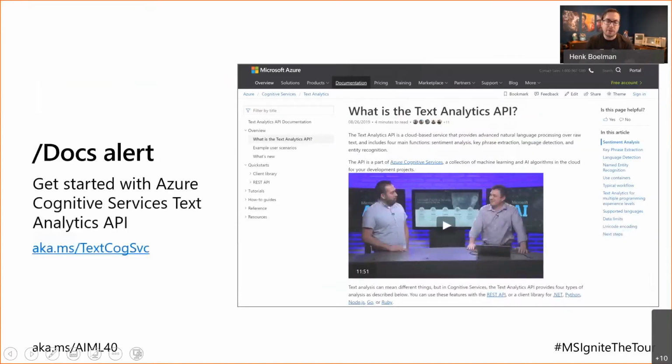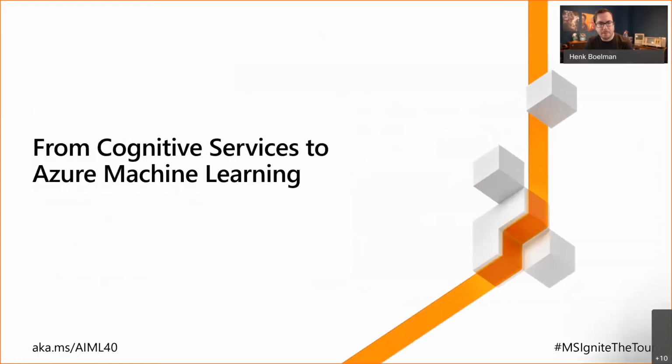I'm not going to dive in too much into cognitive services because our docs have really great examples about that. You can go to aka.ms and find this doc, which has some videos on how to do that. But I mostly want to talk about how we now get from cognitive services to Azure Machine Learning.